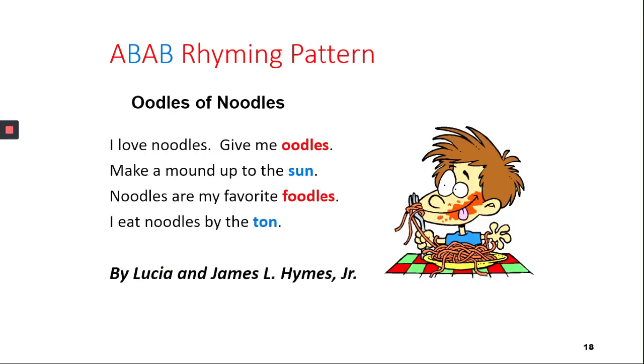Next, the pattern ABAB. The example is the stanza from Oodles of Noodles by Lucia and James L. Hymes Jr. Oodles of noodles. I love noodles. Give me oodles. Make a mound up to the sun. Noodles are my favorite foodles. I eat noodles by the ton. See here, lines 1 and 3 rhyme, and then lines 2 and 4 rhyme.